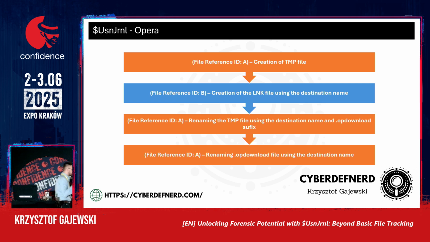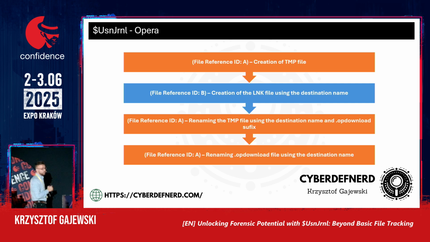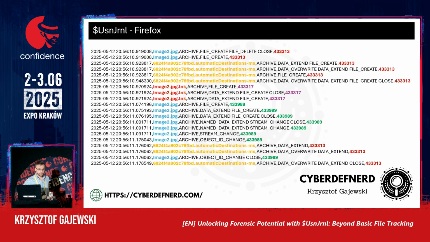And what's interesting is that some EDRs also see those modifications. I don't know what EDR you use, but sometimes you may be able to discover the same sequence of events just looking at EDR logs. This is quite interesting. So we don't even need to use UsnJrnl, but if you have UsnJrnl, then of course you can parse everything and observe the pattern. This is the pattern which I observed for Opera.